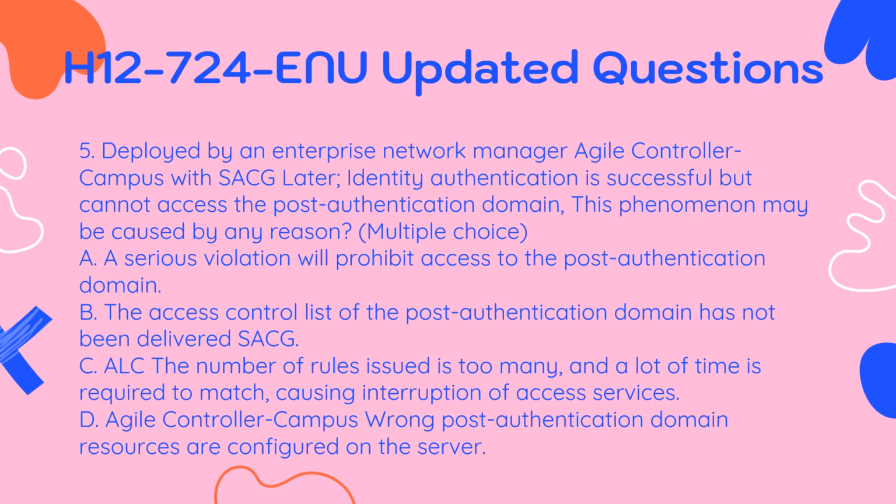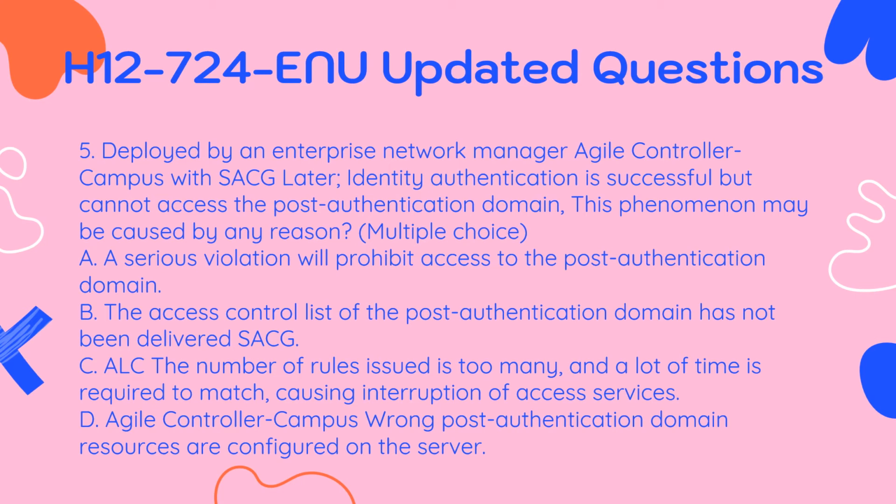6. An enterprise network manager deployed Agile Controller-Campus with SACG later. Identity authentication is successful but cannot access the post-authentication domain. This phenomenon may be caused by which reasons? Multiple choice. A. Serious violation will prohibit access to the post-authentication domain. B. The access control list of the post-authentication domain has not been delivered to SACG.